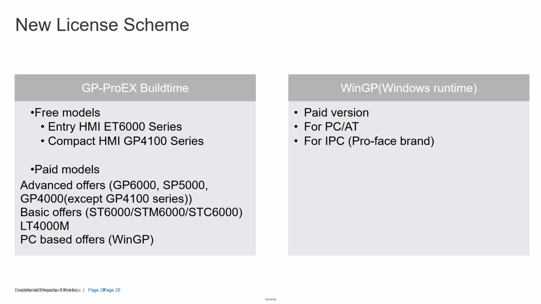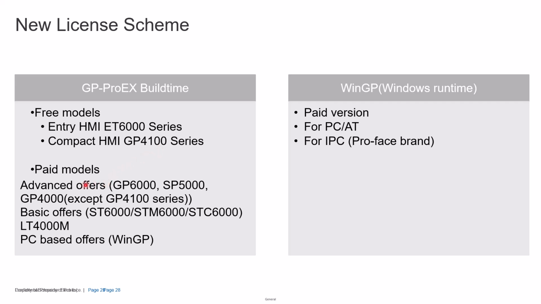Okay, so the new license scheme looks like this again. For the build time, we have the free models. We have the entry HMI series, the ET6000. Then we have the compact HMI series, the GP4100. Those are the free models for the free edition, no license required.